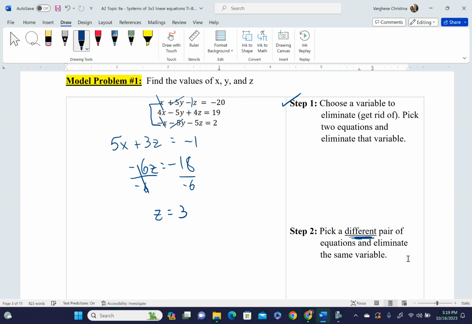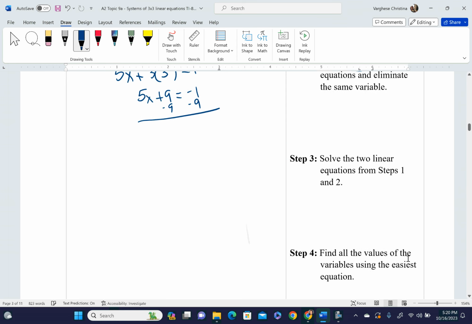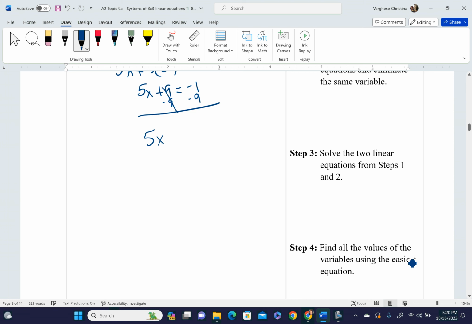Okay, now I have z. I can't plug it back into the original because I need z and one more to figure out what the third variable is. So why don't I just plug it right in here? So z is 3. I have 5x plus 3z, which I'm going to plug in the 3 here, is equal to negative 1. 3 times 3 is 9, so I have 5x plus 9 equals negative 1. Subtract 9 from both sides, and I get 5x is equal to negative 10. Divide both sides by 5, and I get x is equal to negative 2.